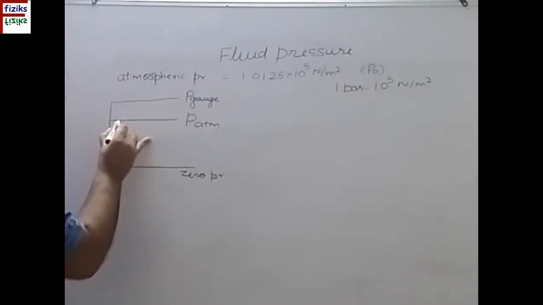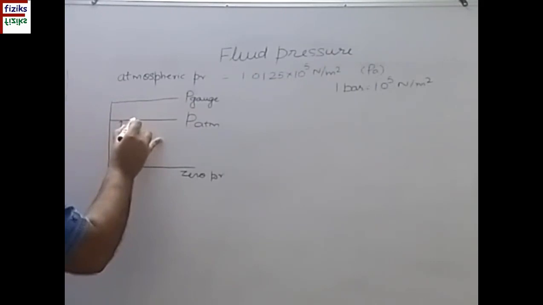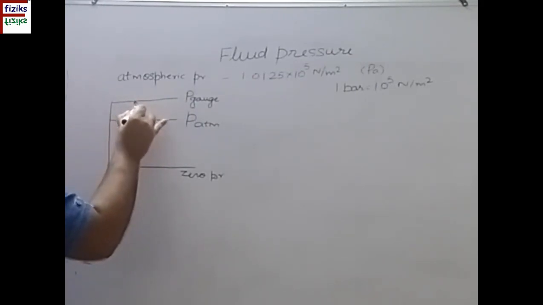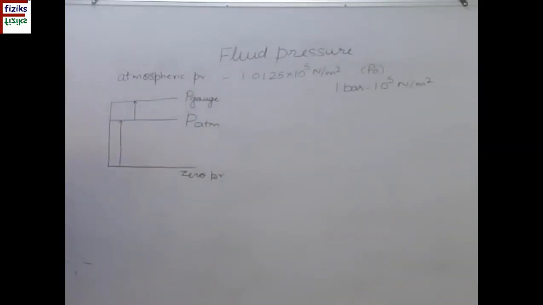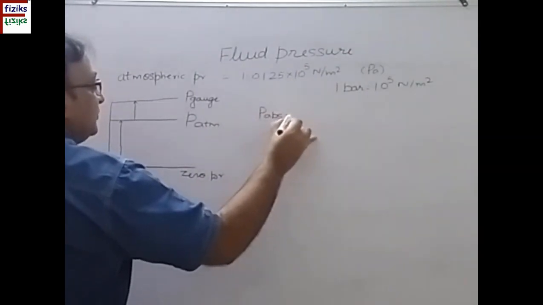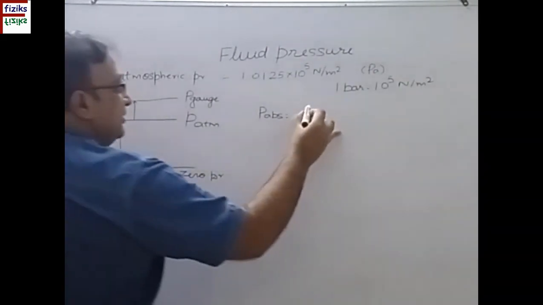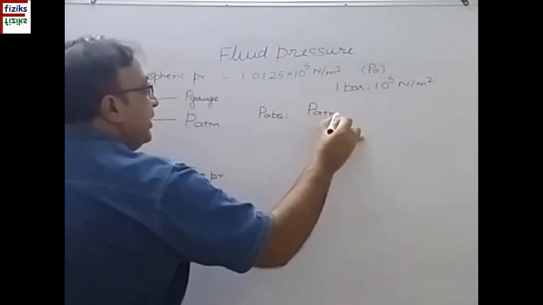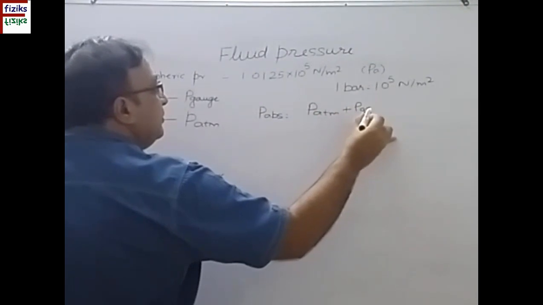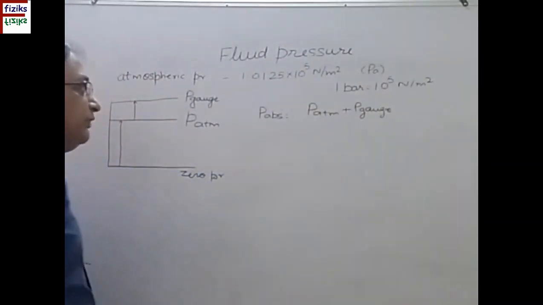From zero pressure to this point is the atmospheric pressure, and here the pressure above the atmospheric pressure is called gauge pressure. And the value of pressure with respect to zero is called the absolute pressure. So I can write absolute pressure is equal to atmospheric plus gauge pressure, or gauge pressure is absolute minus atmospheric pressure.